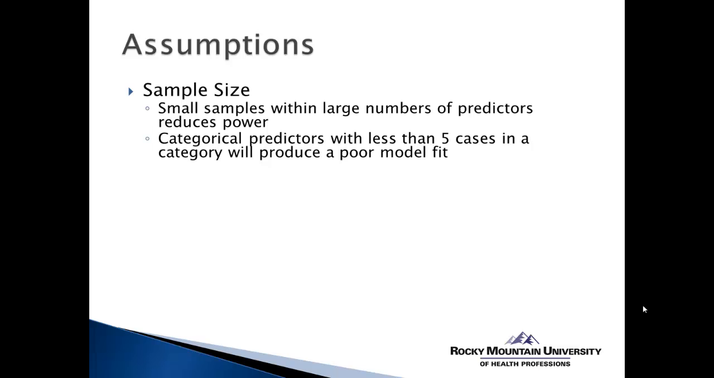We'll end up having a poor model fit when we have small numbers of cases within a single category of a categorical predictor. When that happens, some of the options we have are to collapse categories into one another, or combine categories, or to eliminate that particular predictor so that we can increase the size of cases within a category.